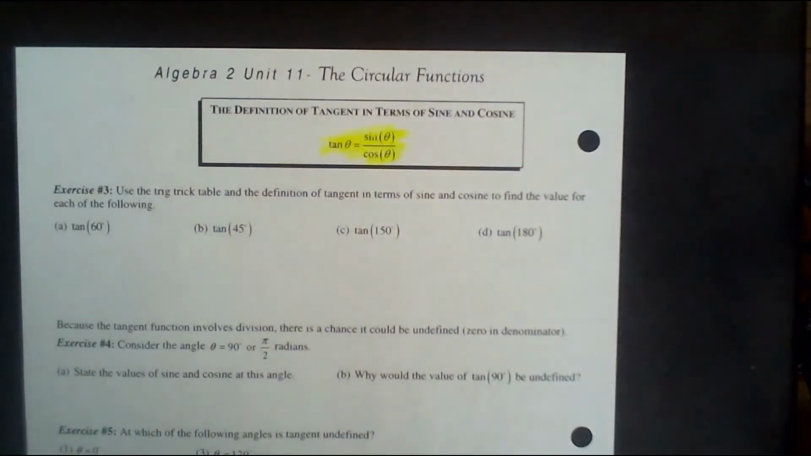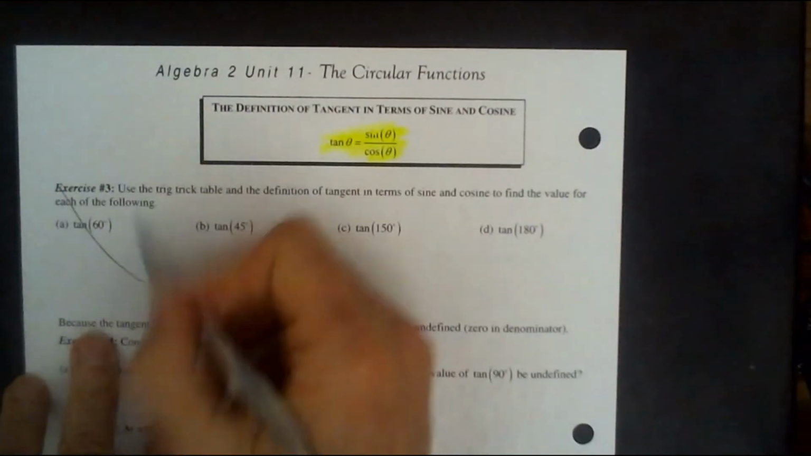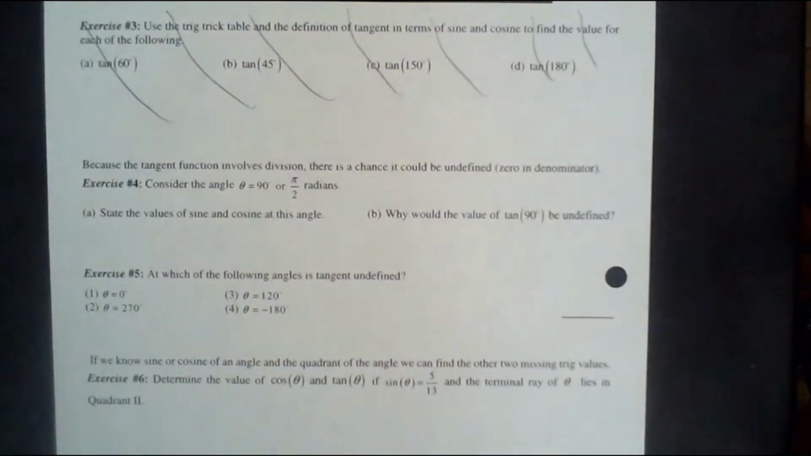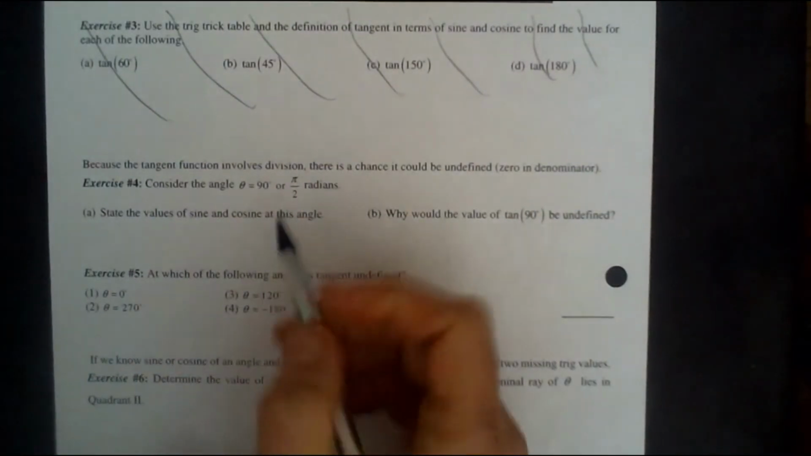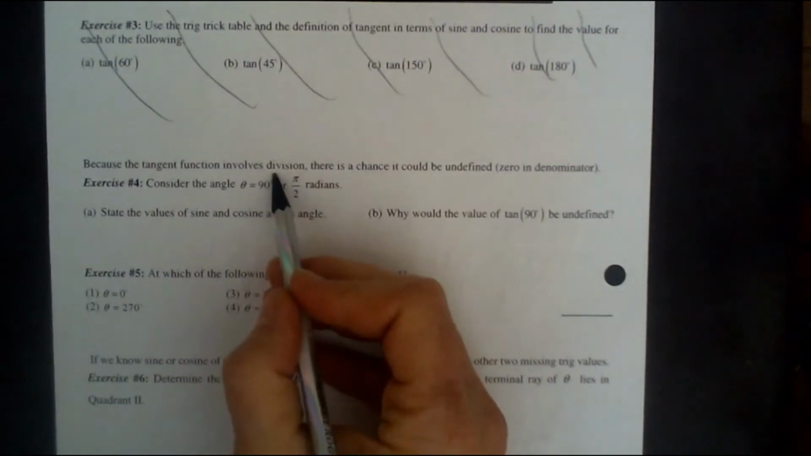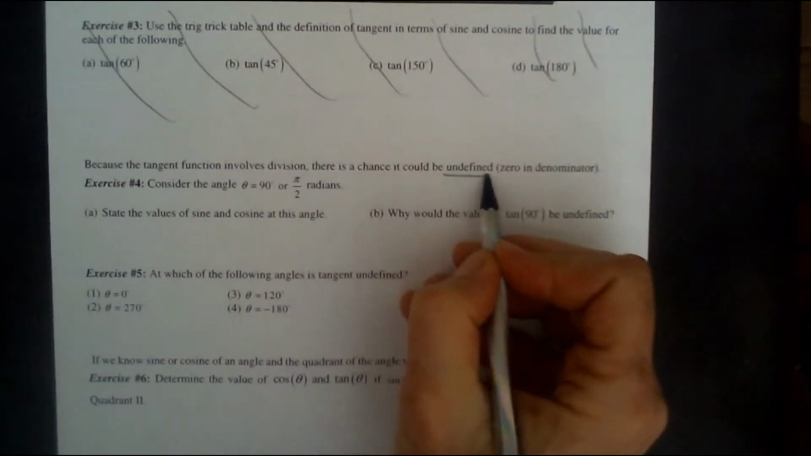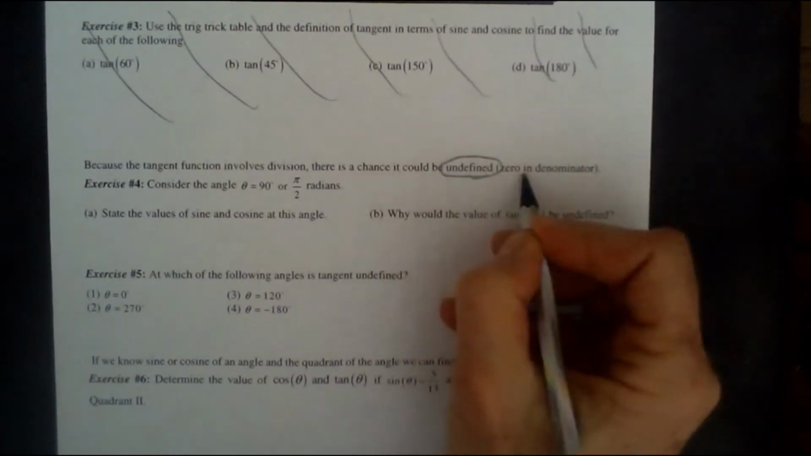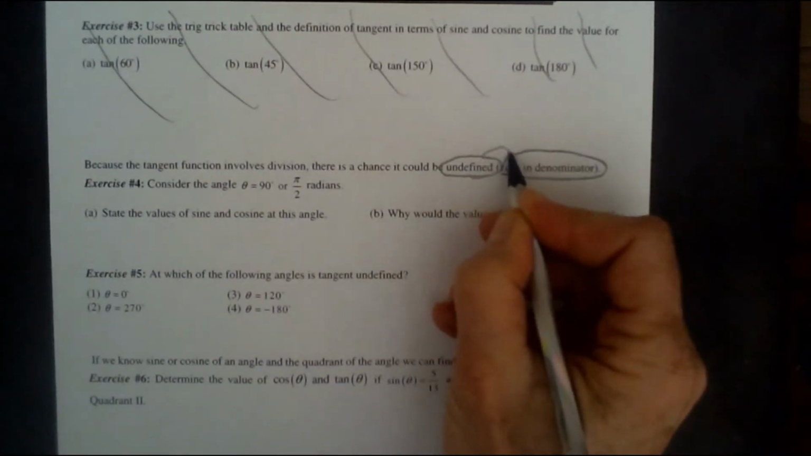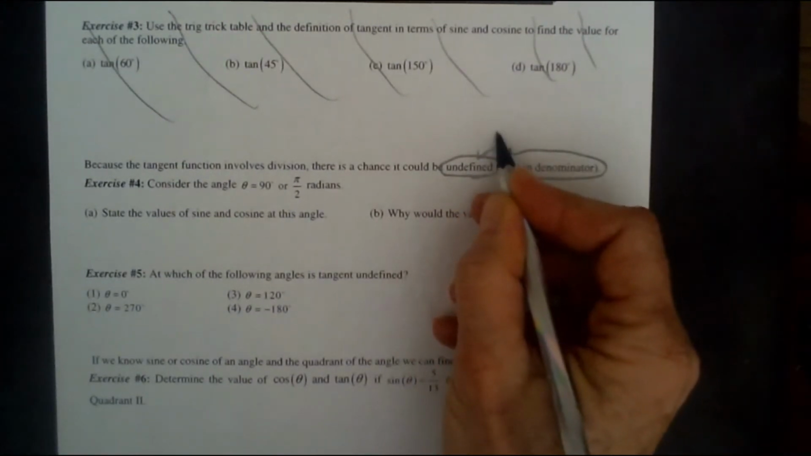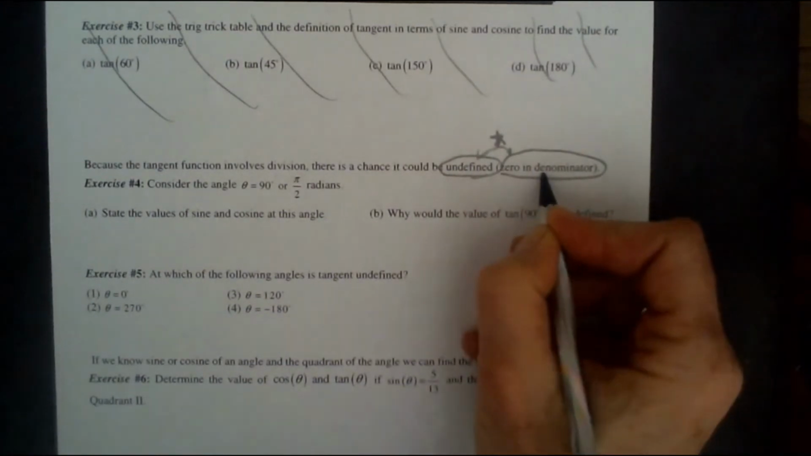And what we're going to do is we're going to skip exercise 3, move right on to the next part. Because tangent involves division, sometimes it could be undefined. Remember, undefined means there is a 0 in the denominator. We learned that a long time ago, but make sure you remember that. You can't divide by 0.